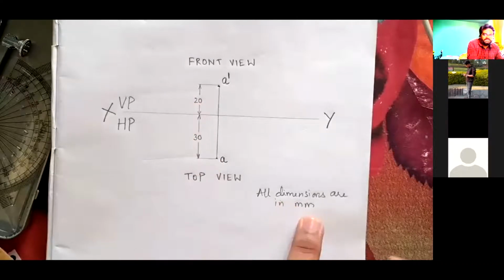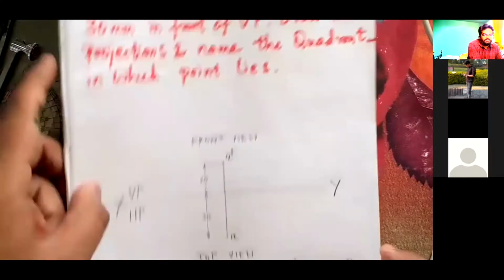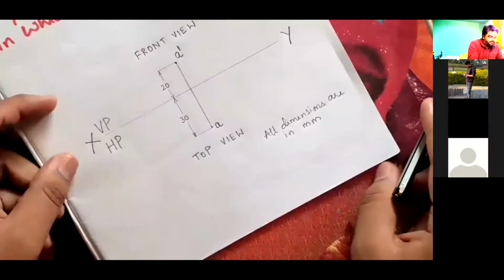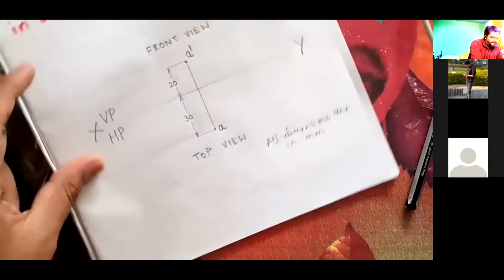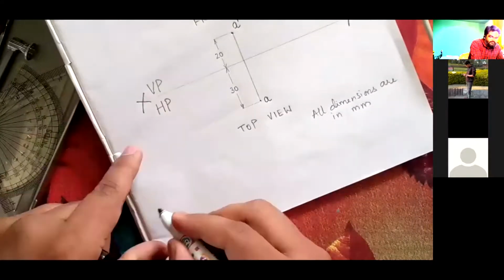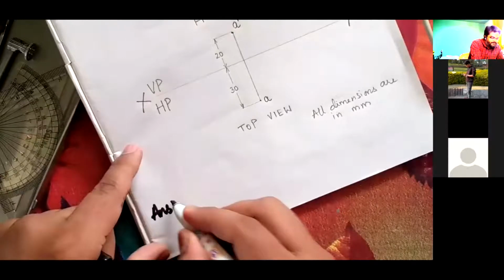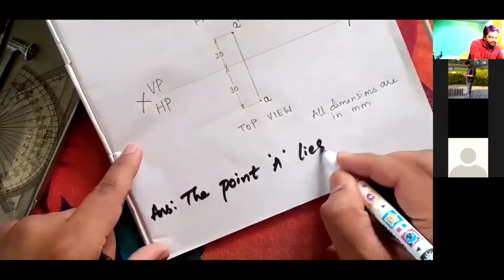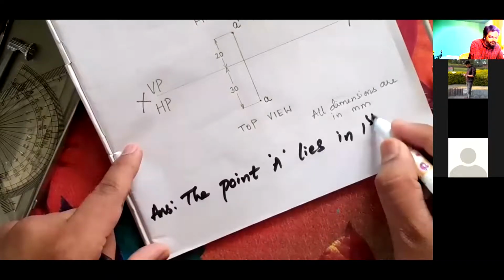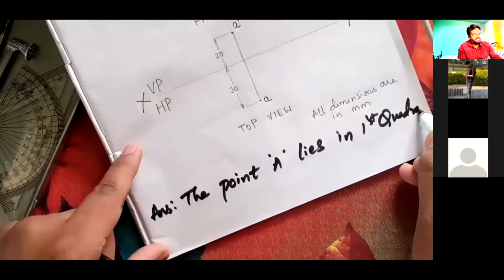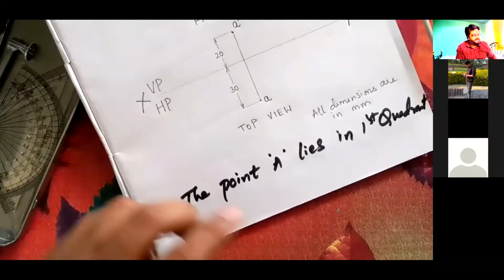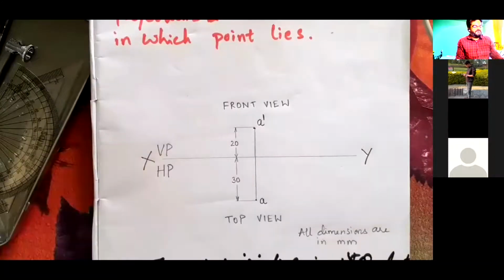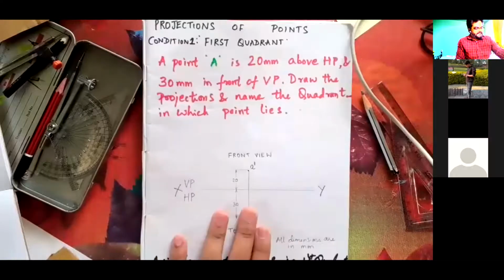And there is some question asked, name the quadrant in which the point lies. So what are you going to write? First quadrant only. It's a very simple answer. The point A lies in the first quadrant. That's all. This is the final answer that I need for the question given in the question paper or anywhere, where this statement is given.